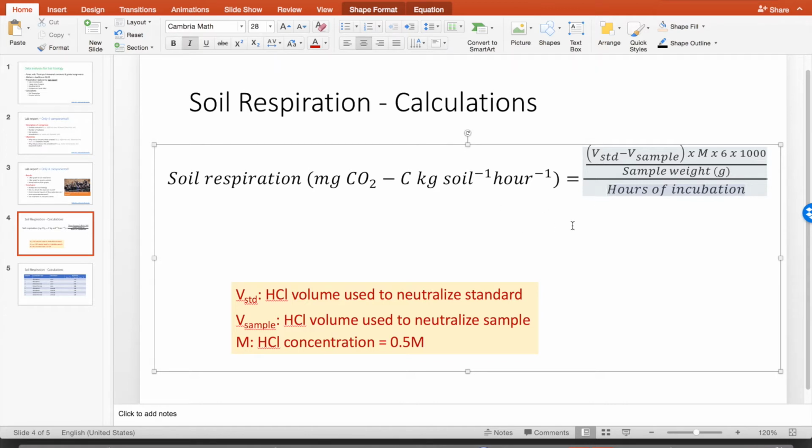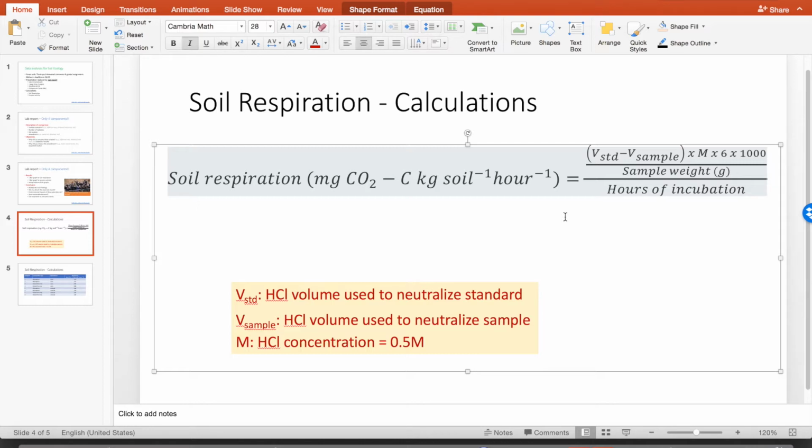So by plugging in all the numbers into this equation, you will obtain the amount of CO2 in milligrams of carbon dioxide carbon that the microbes released for 1 kilogram of soil for the period of 1 hour. Okay, because what we're doing here is estimating soil respiration rates. Okay, how fast were the microbes releasing CO2 within those jars?